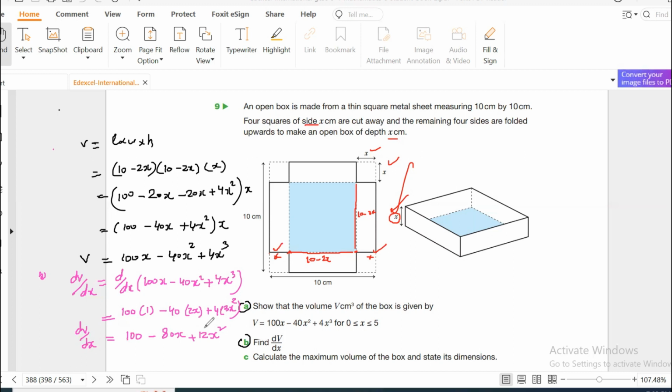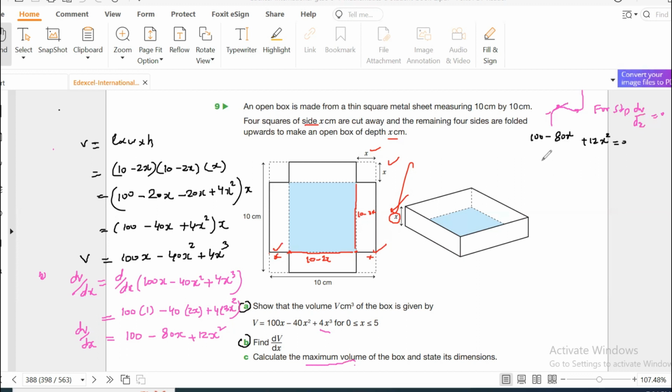Now for maximum volume, we know that it's a cubic curve, and in a cubic curve we have maximum and minimum points, but we are looking only for the maximum volume. At the maximum point of a cubic curve, we have a straight line, so our derivative is 0. So for the stationary point, dV over dx equals 0, then the required equation becomes 100 minus 80x plus 12x squared equals 0.